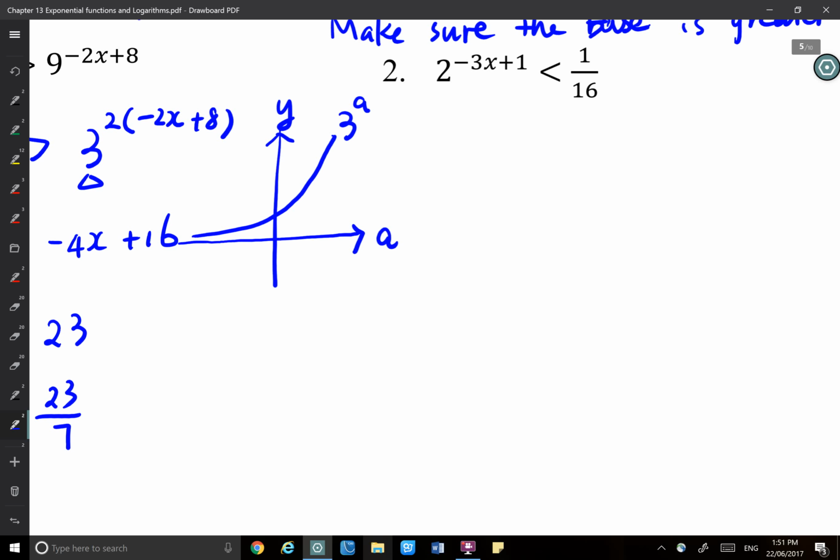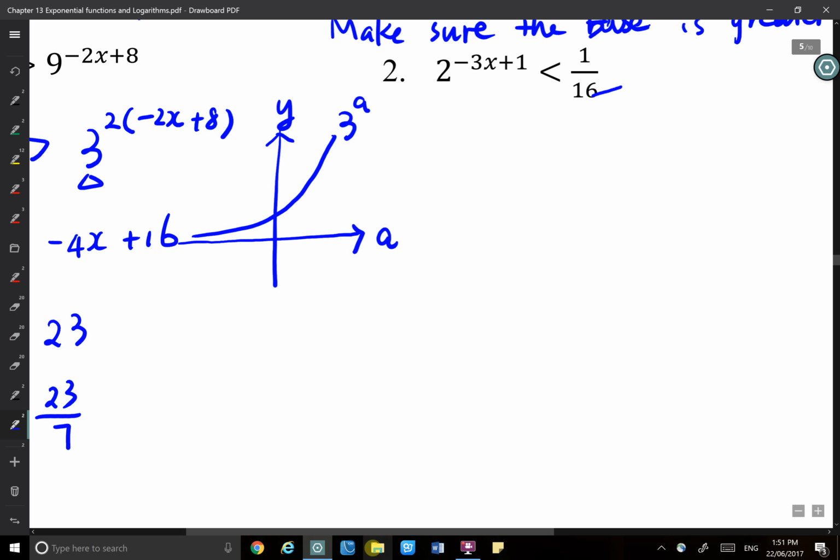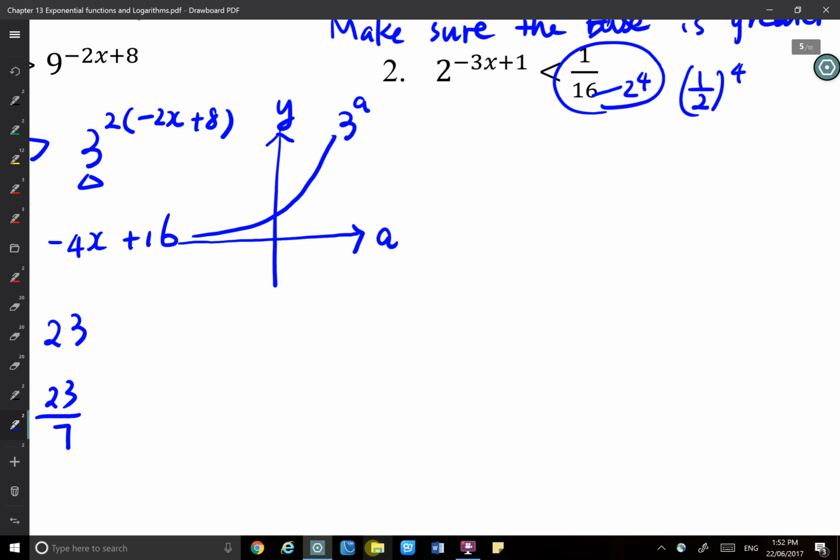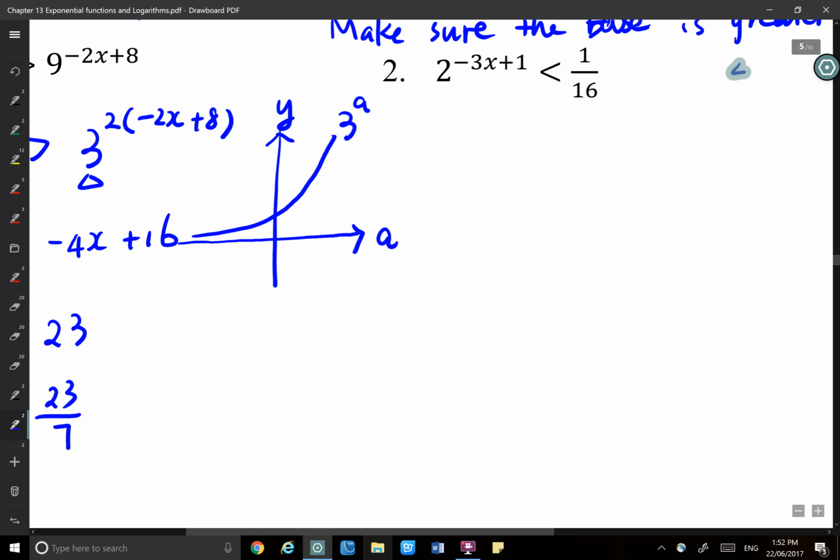Okay, next one. For example, this one. This one is 2 to the power of 4. But the whole thing here is a half to the power of 4. I don't want a half. I want 2. So this can be 2 to the power of negative 3x plus 1 smaller than 2 to the power of negative 4. I want base 2, not half.